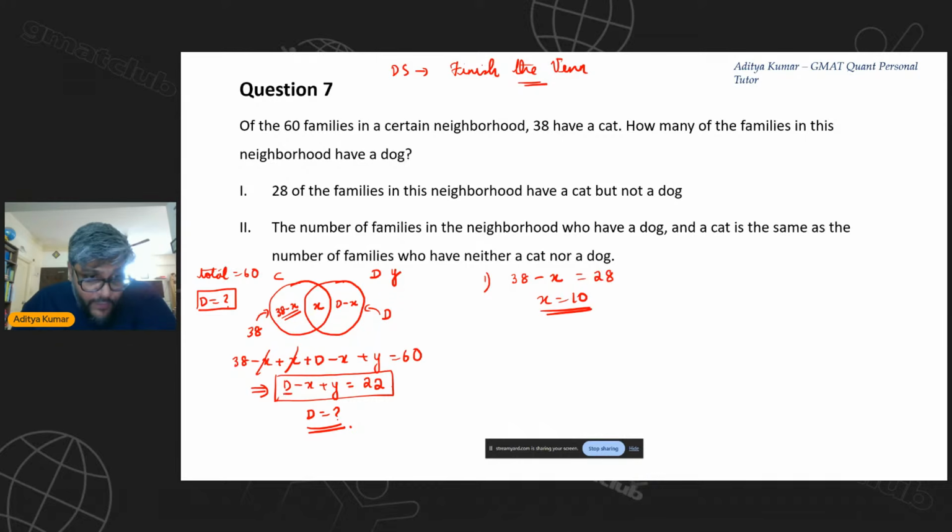Remember, I need to solve for D. I only have information about X. I have absolutely no clue about Y. Some of you would have forgotten to take the outer region itself. Remember, the outer region is necessary. You cannot assume it to be zero unless categorically mentioned. So I have X. I don't have Y. I can't solve for D. Clearly insufficient. PCE.